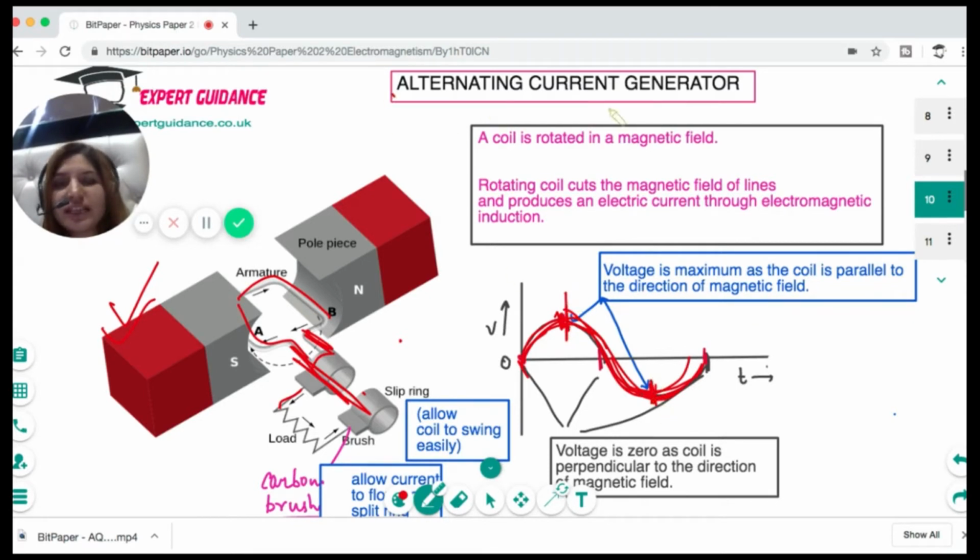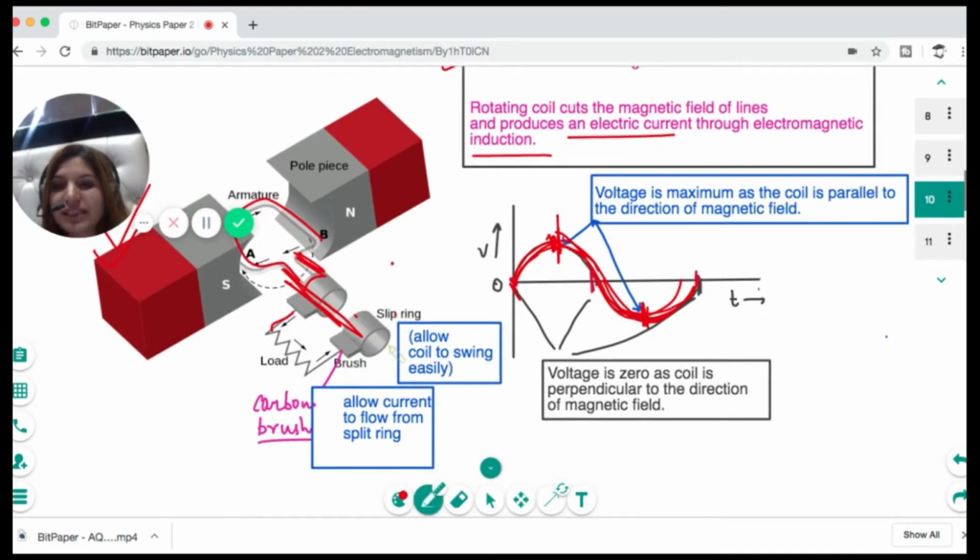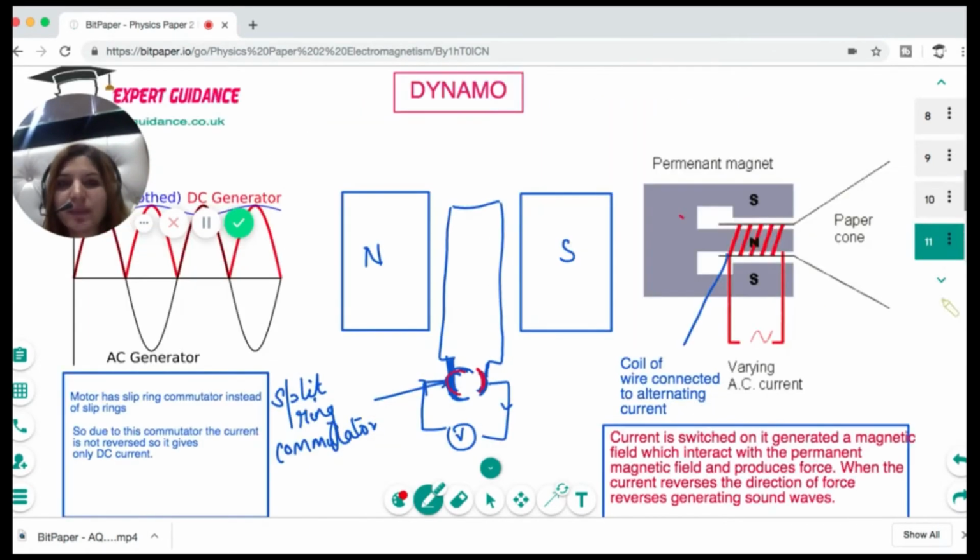So in an alternating current generator, a coil is rotated in a magnetic field. The rotating coil cuts the magnetic field lines and produces an electric current through electromagnetic induction. You have the slip rings that allow the coil to swing easily, and you have the brushes which allow current to flow from the slip rings. And the voltage is zero as the coil is perpendicular to the direction of the magnetic field, and the voltage is maximum as the coil is parallel to the direction of the magnetic field.